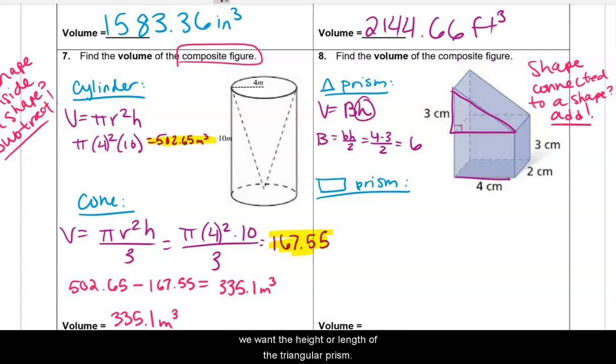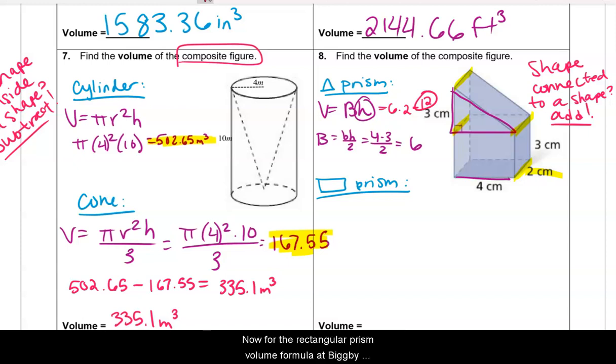Now we need to say that times the perpendicular height h. So we want the height or length of the triangular prism. So we want a measurement that is coming off of the base. So that triangle is our base. These would be appropriate heights here. And it says that that number is 2. So 6 times 2, which is 12 for our triangular prism volume.